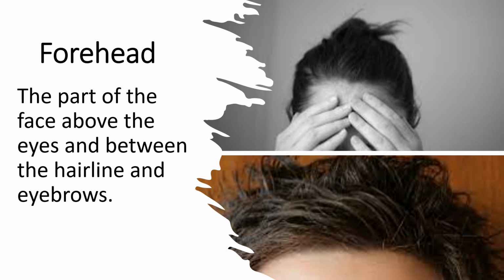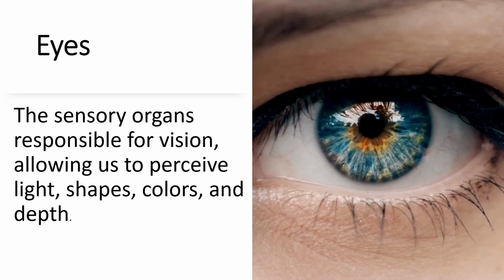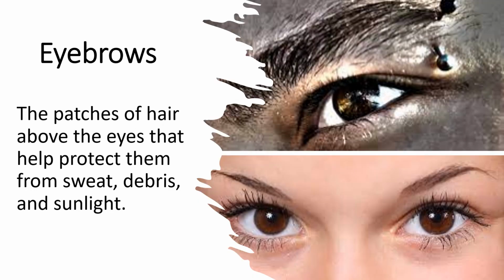Forehead, the part of the face above the eyes and between the hairline and eyebrows. This portion is the forehead. Eyes, the sensory organs responsible for vision, allowing us to perceive light, shapes, colors, and depth. Eyebrows, the patches of the hair above the eyes that help protect them from sweat, debris, and sunlight. These are the eyebrows.